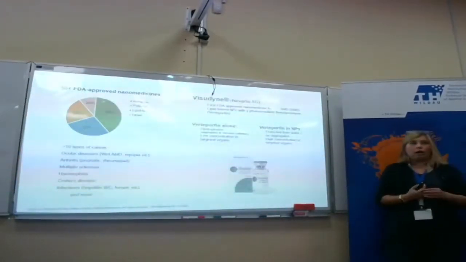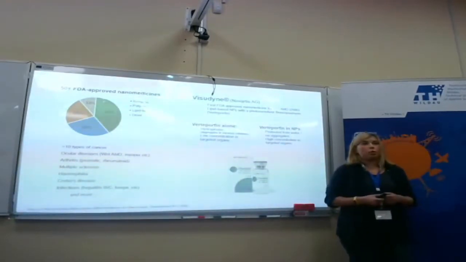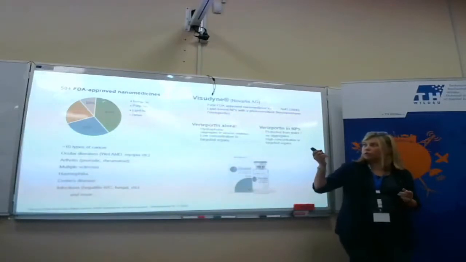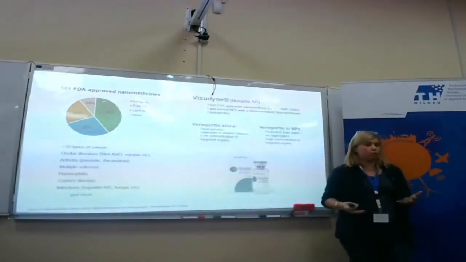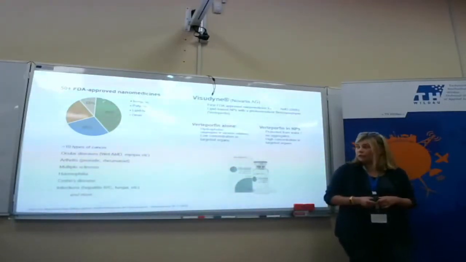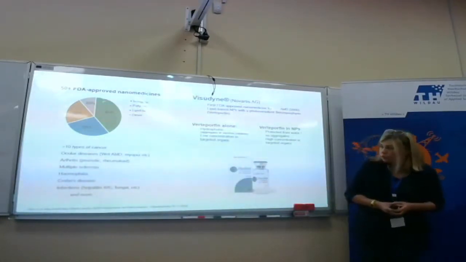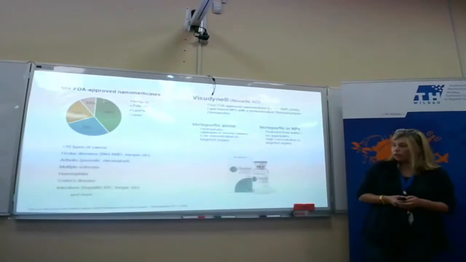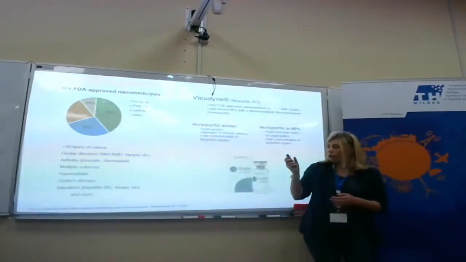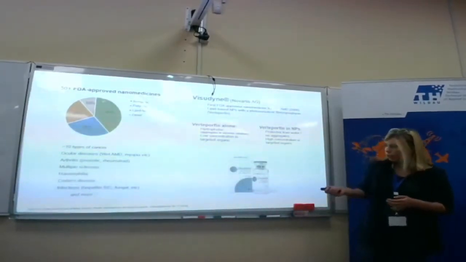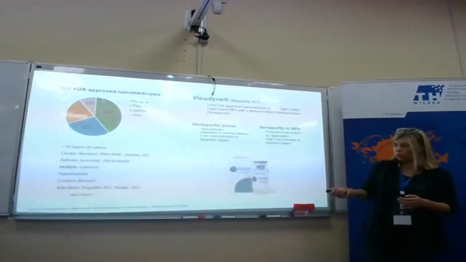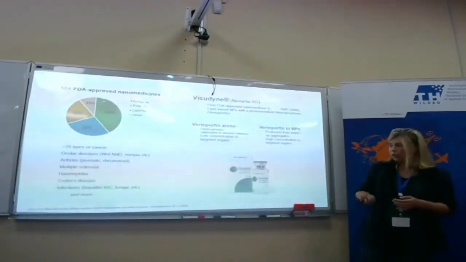And while I was preparing this presentation, I was very surprised that today more than 50 different nanomedicines have already been approved by the FDA, and not all of them are for cancer. It's very nice that there are also some medicines for, for example, neurodegenerative disease like multiple sclerosis, for autoimmune disease like Crohn's disease, and even for some infections.